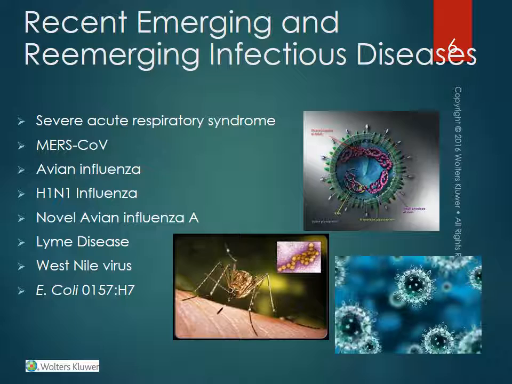Recent emerging and re-emerging infectious disease. Some of the most recent and notable cases of emerging and re-emerging infectious disease include the SARS epidemic, avian influenza, Lyme disease, and the West Nile virus. The blue circular cell at the top of the slide is an image of the SARS virus. The bottom left is the West Nile, and the bottom right is an image of the avian flu, and these, again, are just for your knowledge and are not going to be tested on.